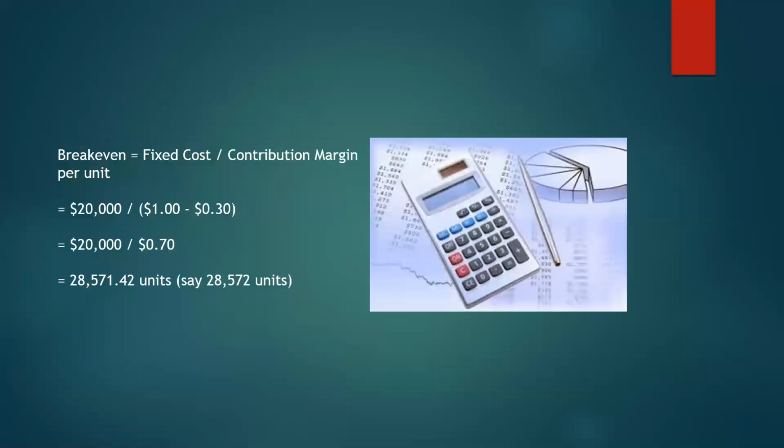So how can we calculate break even? Break even is defined as fixed cost divided by contribution margin per unit. So in this example, fixed cost is $20,000. Contribution margin is sales of $1 minus variable cost per unit of 30 cents. So 20,000 divided by 70 cents equals 28,571.42 units. Okay, let's say 28,572 beverages.